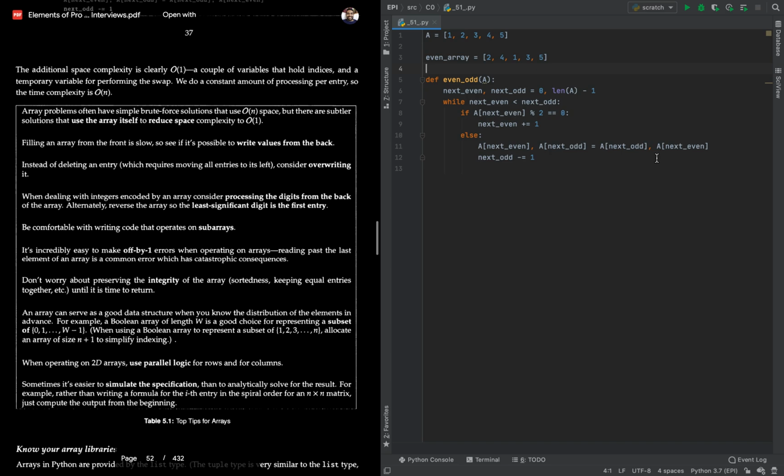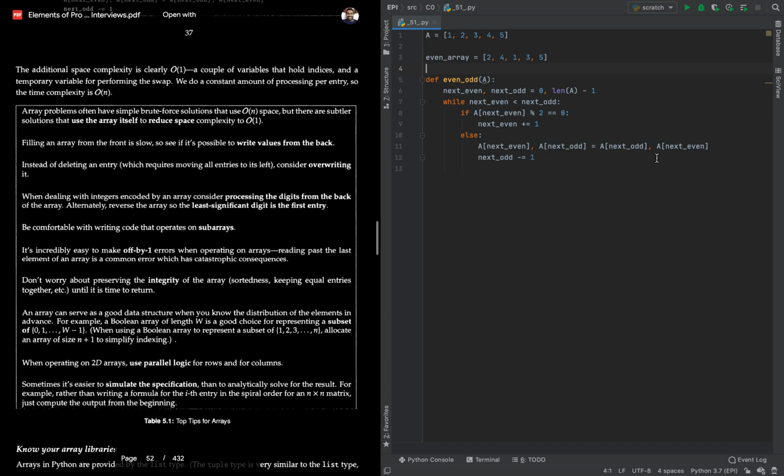We do a constant amount of processing per entry, so the time complexity is big O of n. Yeah, that's true. We go through every entry in some way or form. So n is your number of elements in the array, and we go through all of them. So it's a big O of n operation in terms of processing and time complexity. Two different types of complexity are space and time, right?